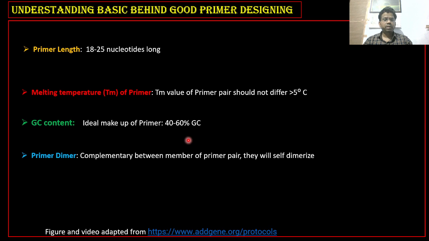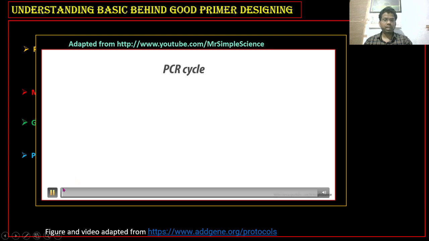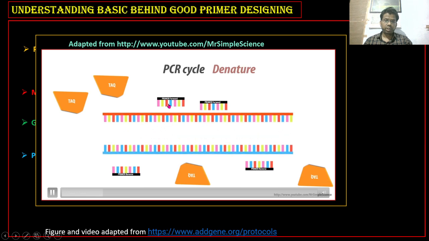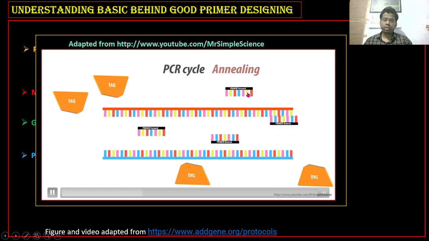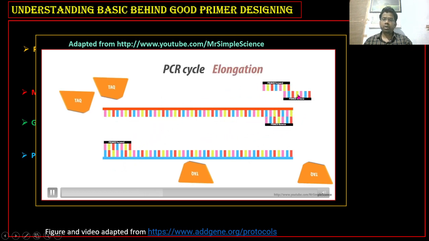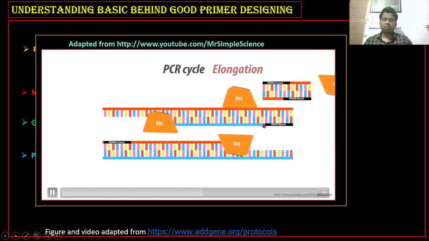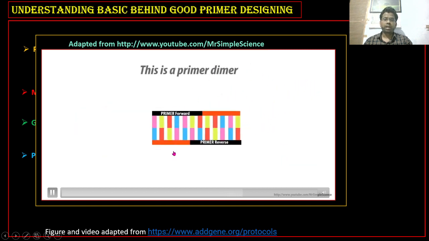One more important thing is that primers should be complementary to the DNA strand. They should not be complementary to each other. The forward primer should not be complementary to the reverse primer. If this happens, what will happen? We will see with the help of this video. Suppose this is the forward primer and this is the reverse primer. They should be complementary to their respective strands. They should not be complementary to each other. If these two are complementary to each other, then we find two products: one is the desired product of this segment of DNA and another is an undesired product. We call it a primer dimer.